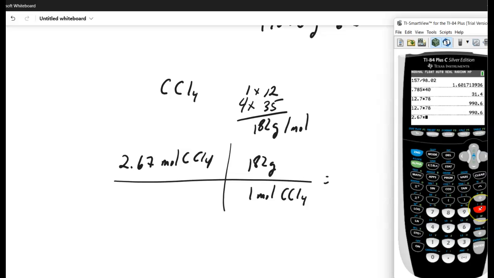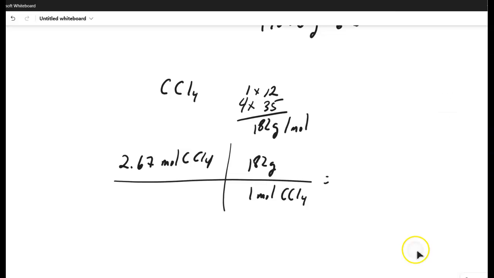2.67 times 182, 486 grams of CCl4. So hopefully you can see these aren't bad. Again, I don't want to drag this on forever. You have a short period, and I want to give you time to work because tomorrow I'm coming back.